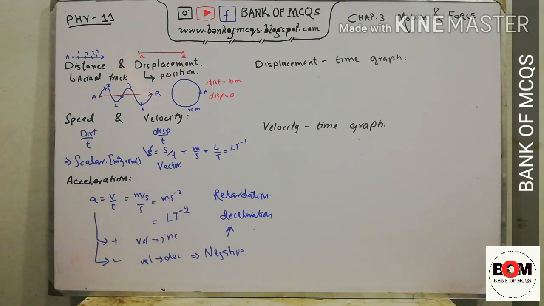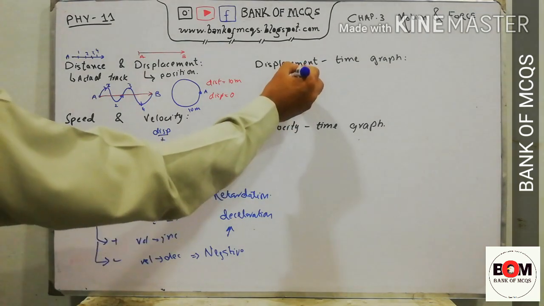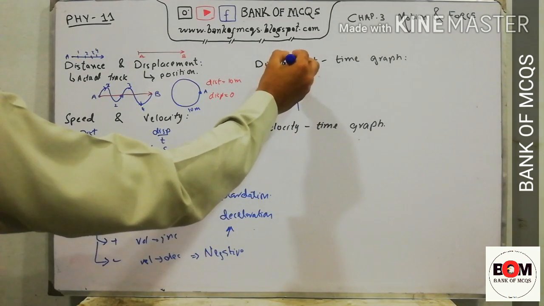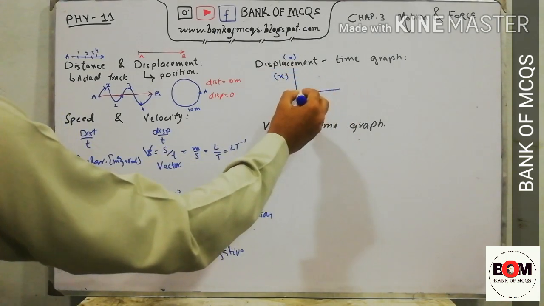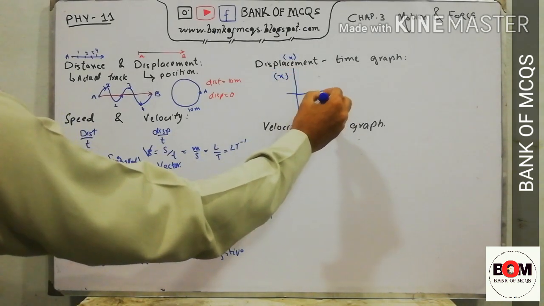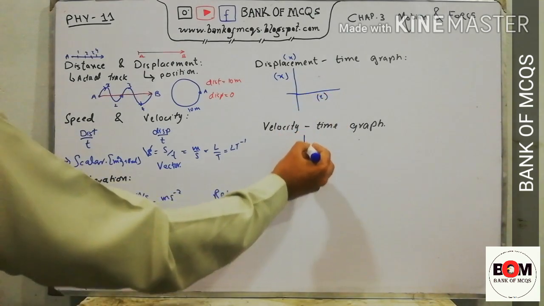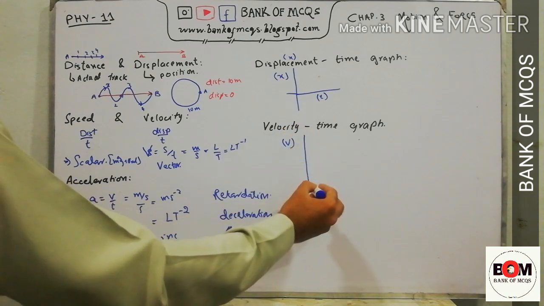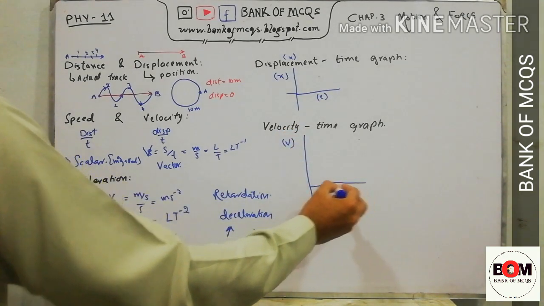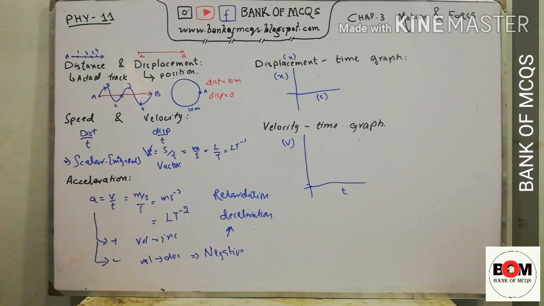The next is two graphs: one is the displacement time graph, and the other is the velocity time graph. Displacement time graph means that we take displacement, that is x, on the y axis, and time on the x axis. And in the velocity time graph, we take velocity on the y axis and time on the x axis.